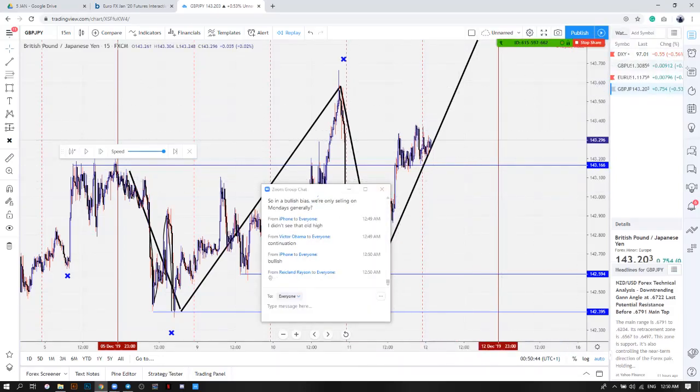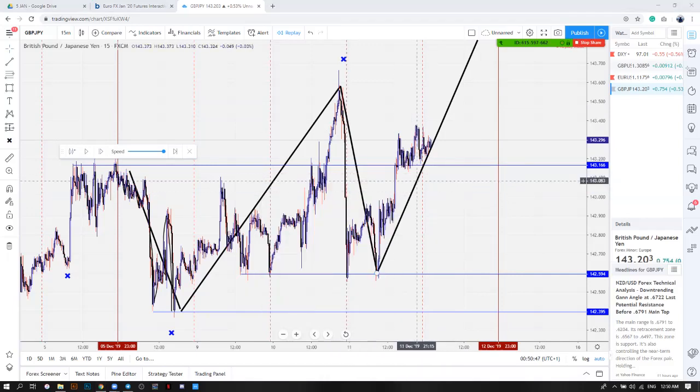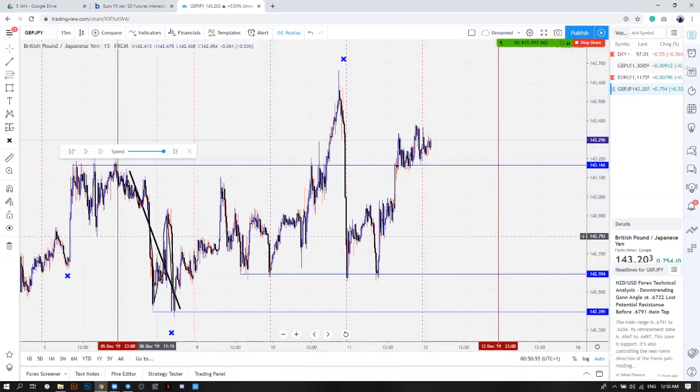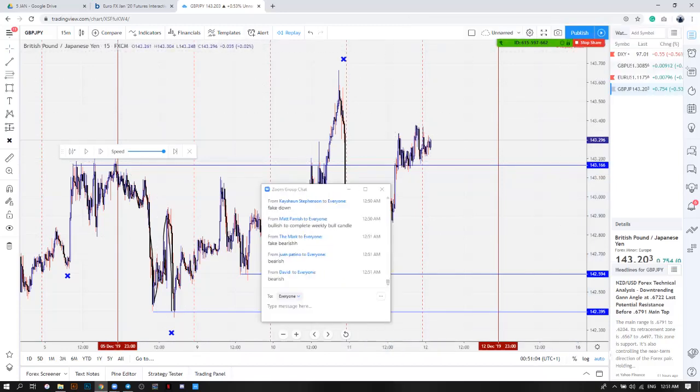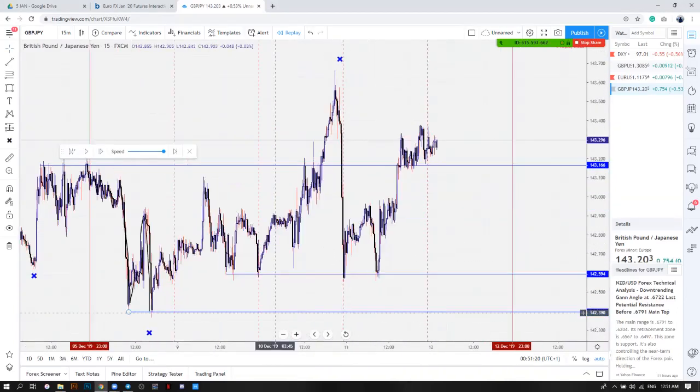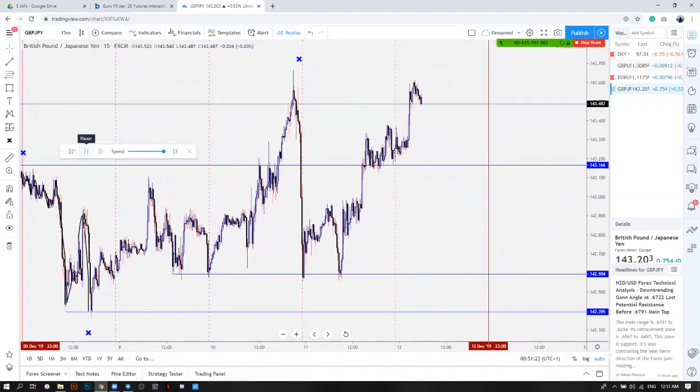Bullish. Okay, so if you're bullish, what do you want to see the market do going into London to confirm that you're bullish? You want to see the market open bullish or open bearish going into London? Bullish, complete weekly bull candle. If London opens bearish, is that swing bearish? So Monday, Tuesday, Wednesday, Thursday, Friday, everyone expects a bullish day.